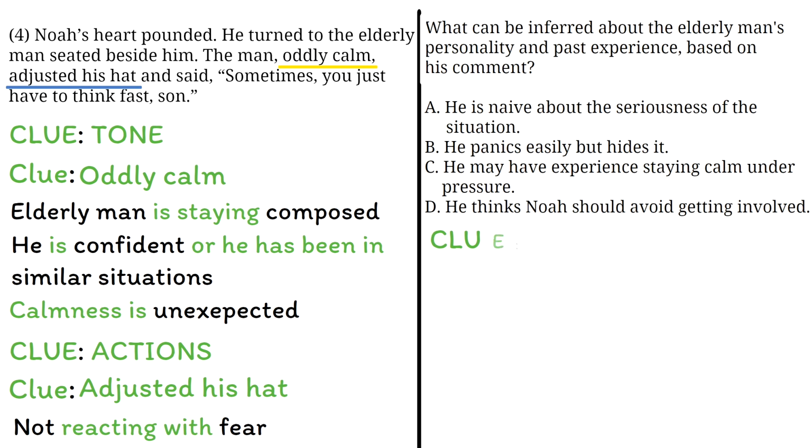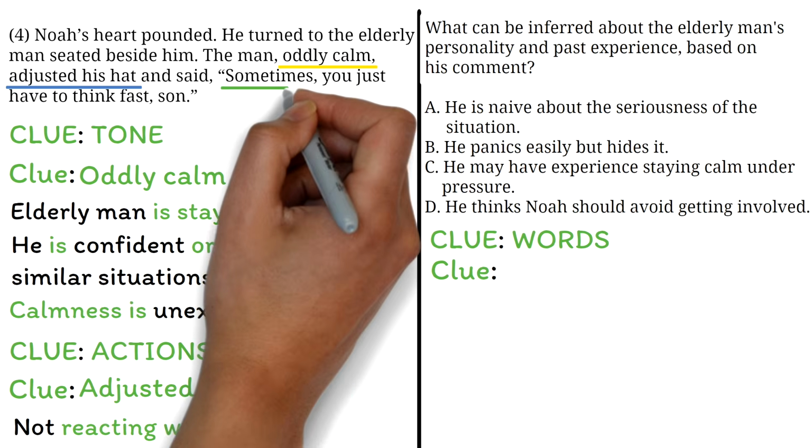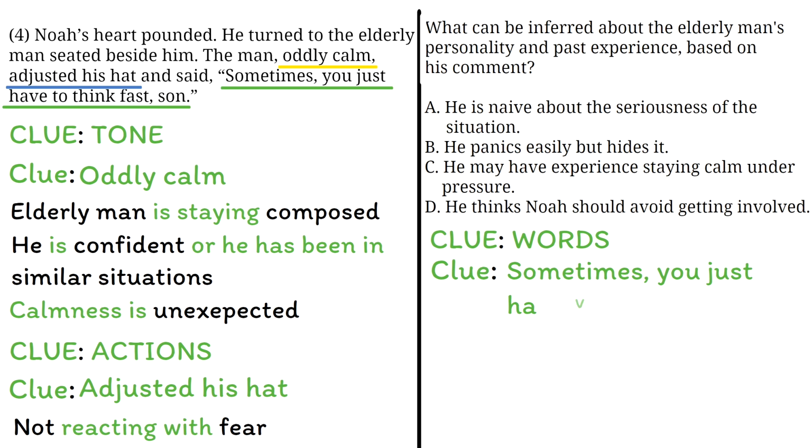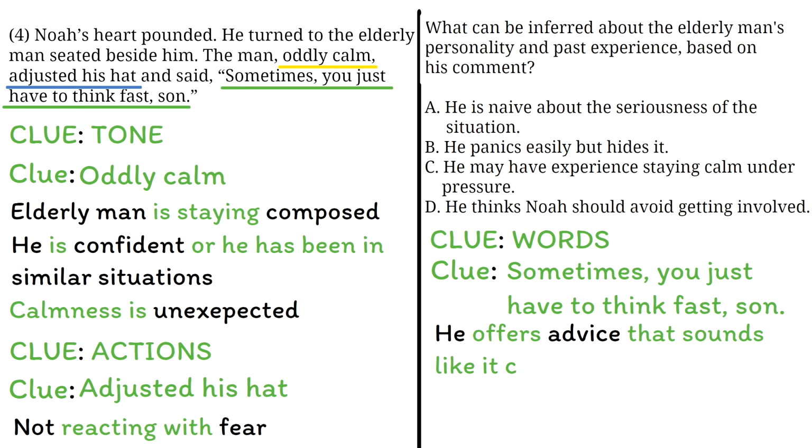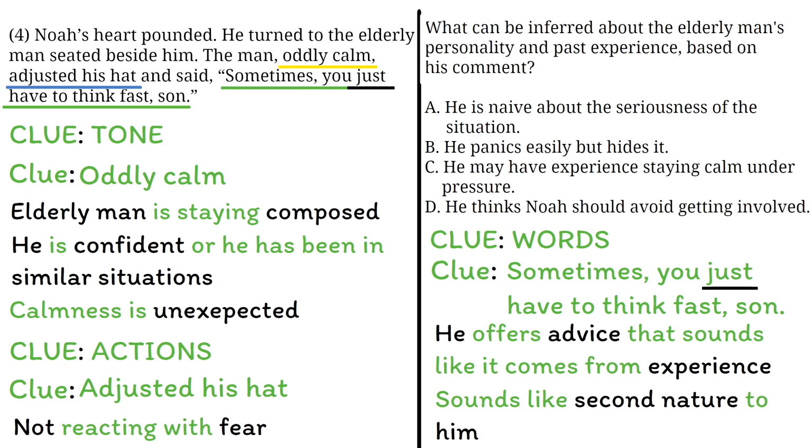Now let's look at the clue based on his words. The clue is, "Sometimes you just have to think fast, son." The elderly man offers advice that sounds like it comes from experience. The word "just" he uses makes it sound like second nature to him, not scary or new.